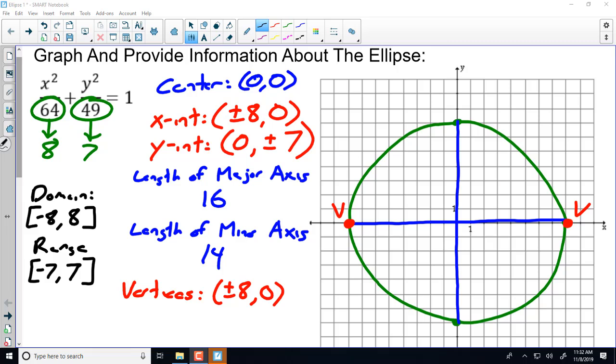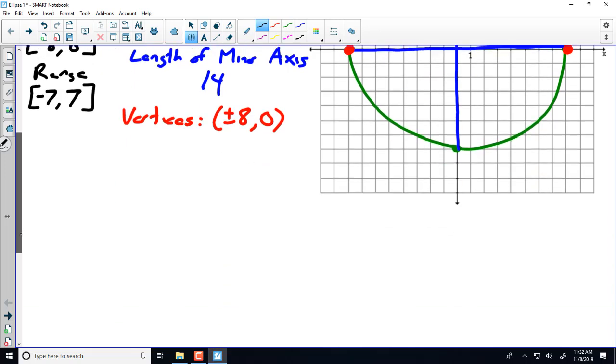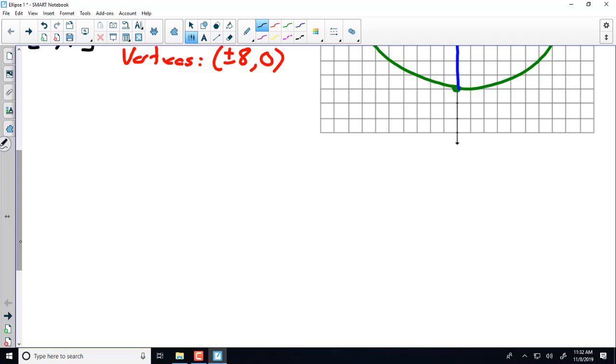The last thing that we might want to tell people about this ellipse is where the foci are. The foci, or foci, whatever you want to call them, are always on the major axis. So they're going to be in the same direction as the vertices. And you find them by looking at the numbers beneath x squared and y squared. What you do to find the foci is you do the bigger one minus the smaller one. So we're going to do 64 minus 49, and that's going to be 15.